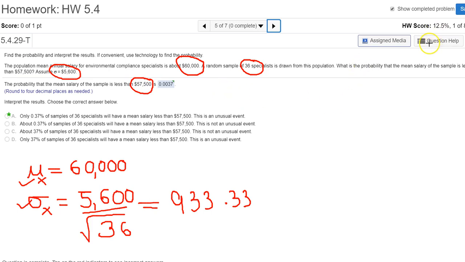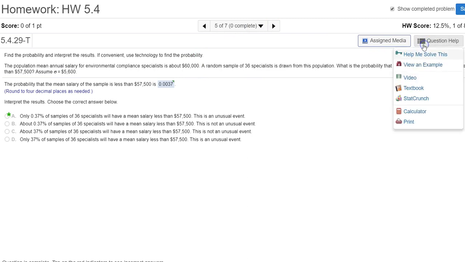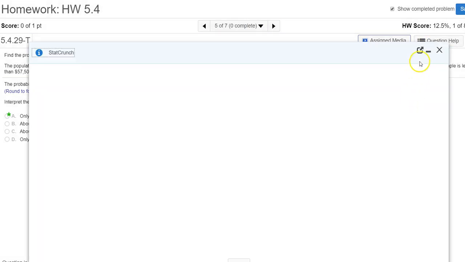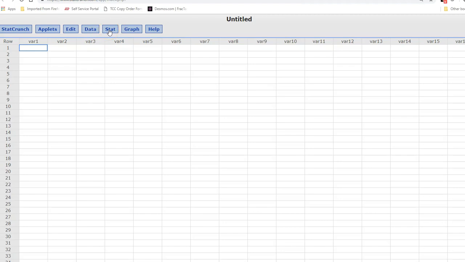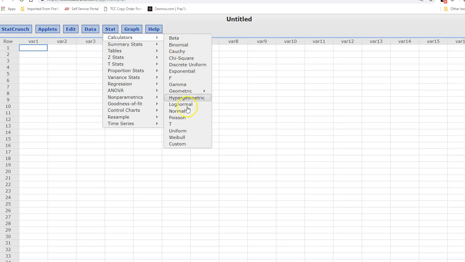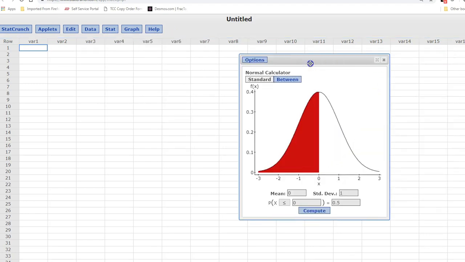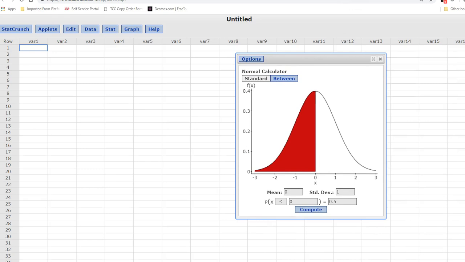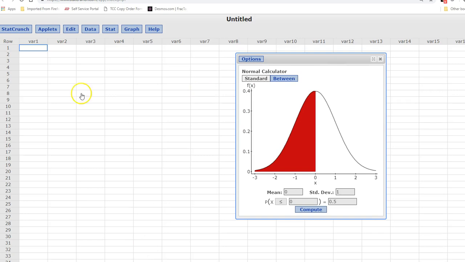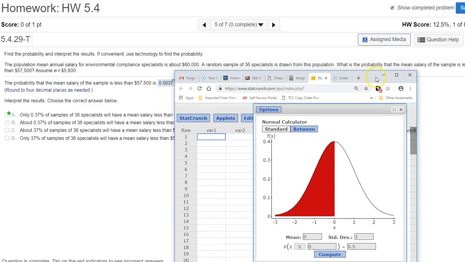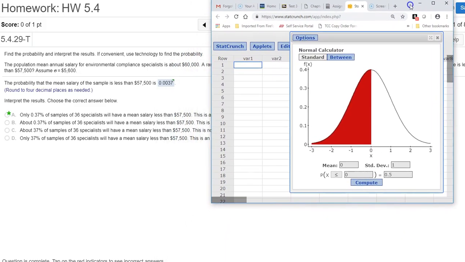So what I have to do is go to StatCrunch. I'm going to open a new StatCrunch and open my calculator, Normal. I'm going to open both screens so we can see simultaneously what's going on here. Let me minimize this one. Okay, we have it right here.